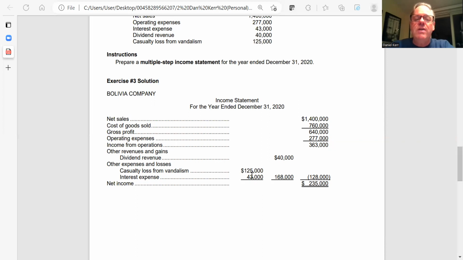And these expenses we have here, casualty loss from vandalism and interest expense, those are indeed additional expenses and losses that are independent, not directly related to operations. So you take the income from operations, get the subtotal there of the revenues and the additional expenses and losses, and you end up with net income of $235. So don't be surprised if next exam I ask you to prepare a multiple step income statement. Use this one as a model.